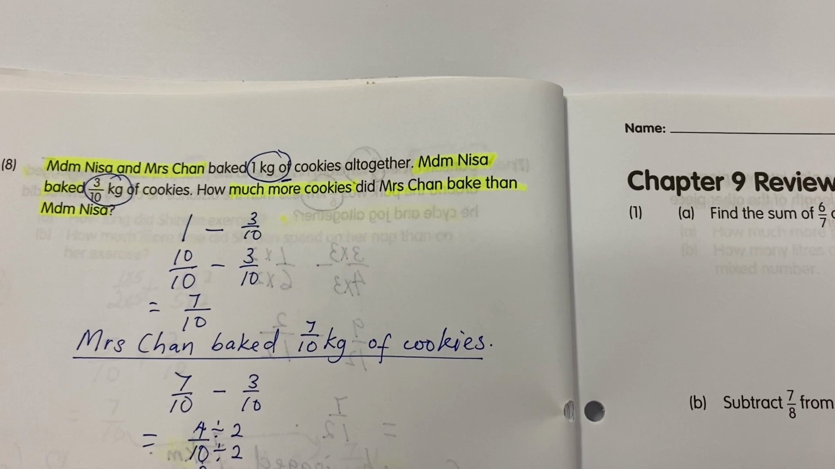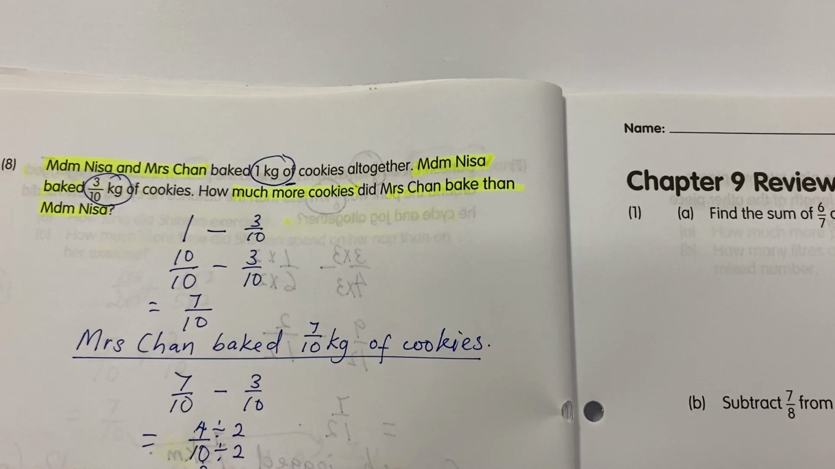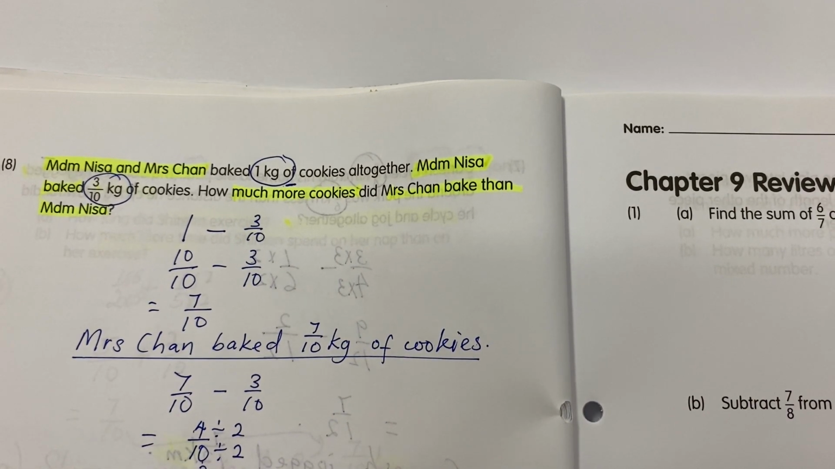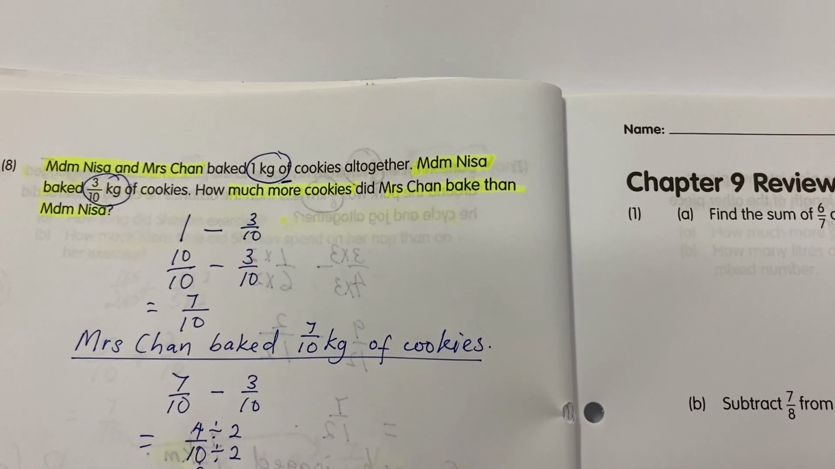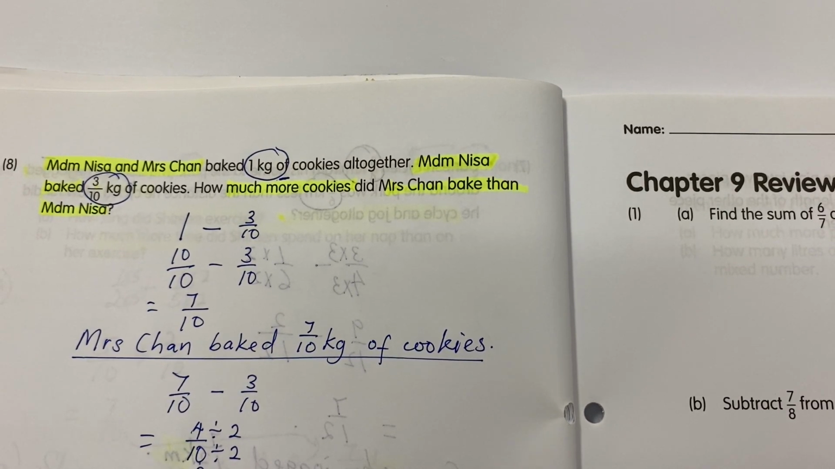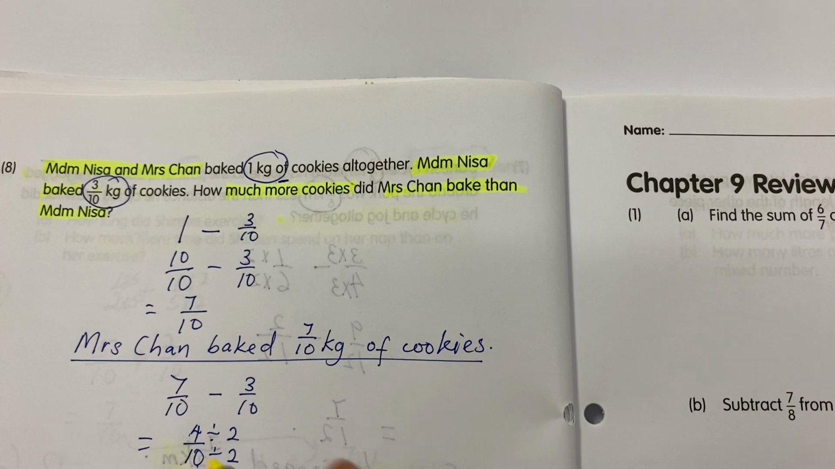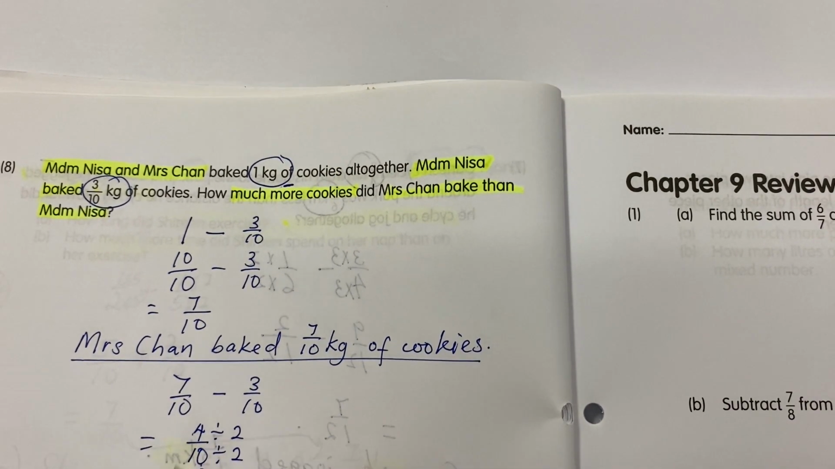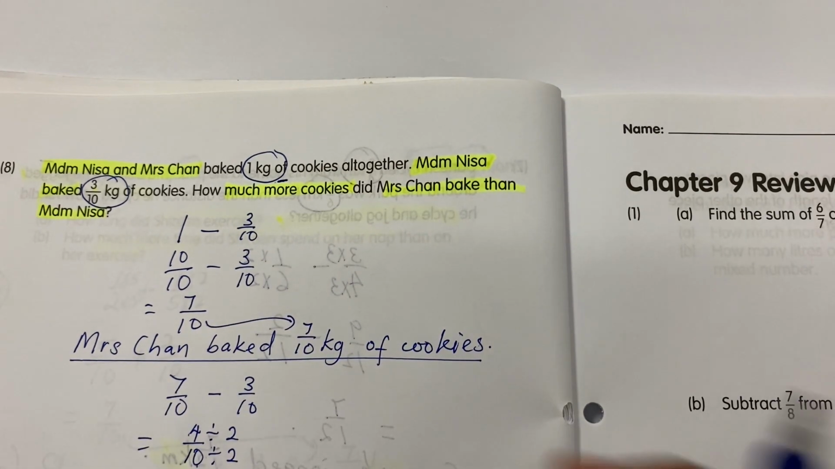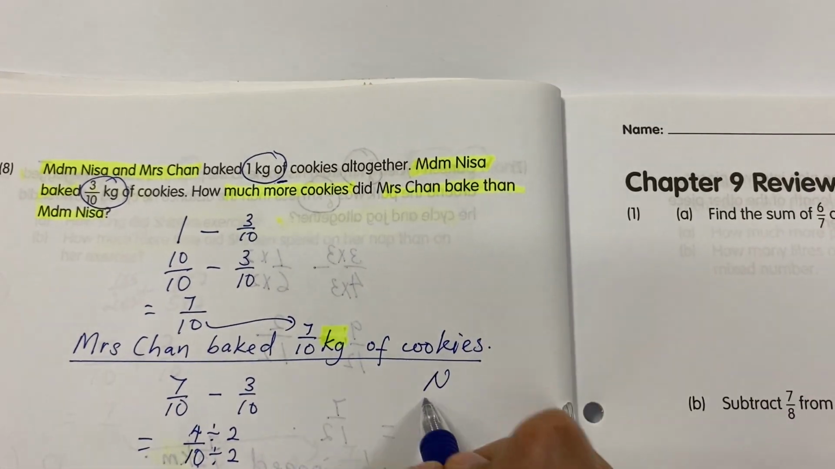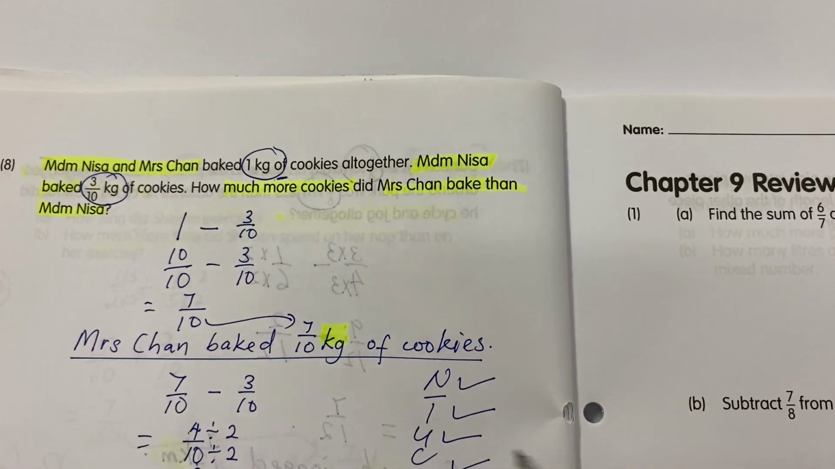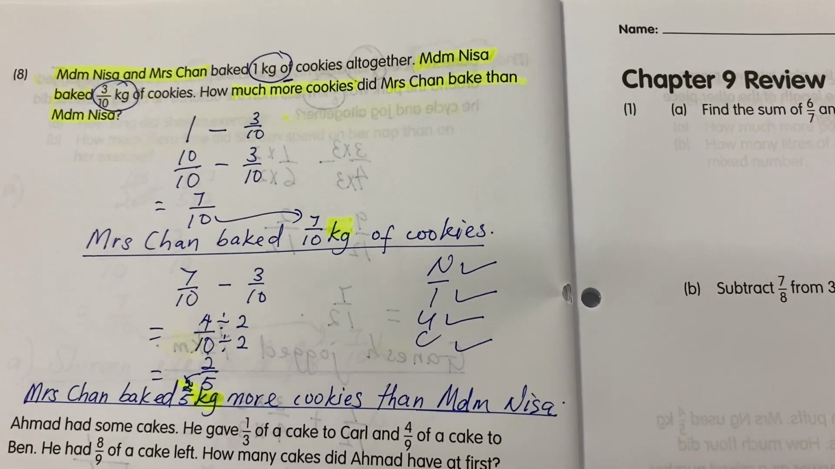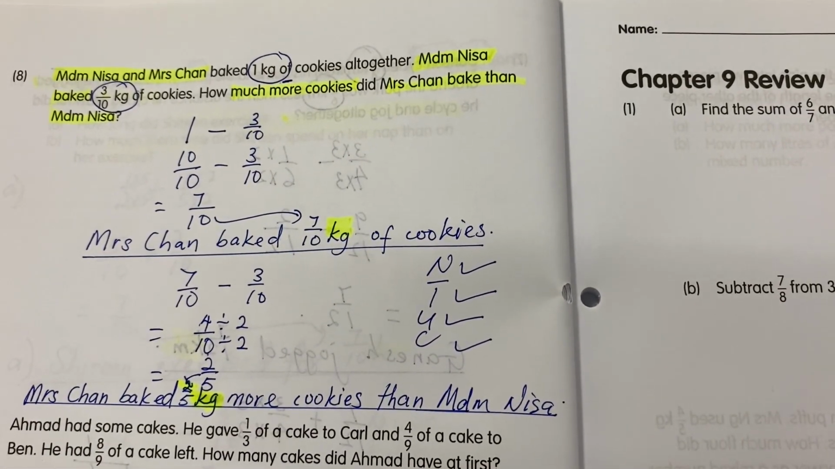So here will be Mrs. Chan baked 2/5 kilogram more cookies than Madam Nisa. Okay, so you have it. So that's kilogram. Okay, so your NTUC, the numbers are being transferred correctly. Unit done and check my work. Okay. Right. Question 9.